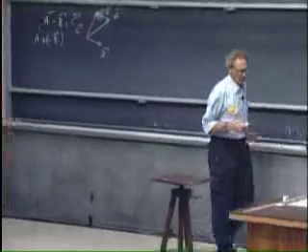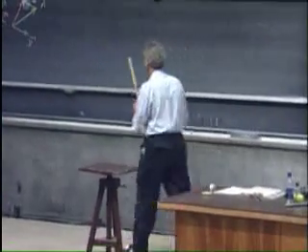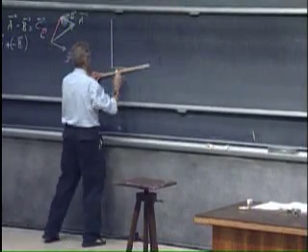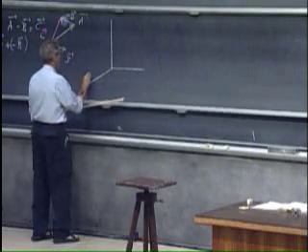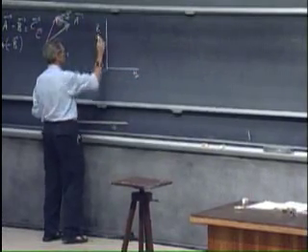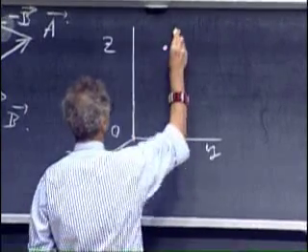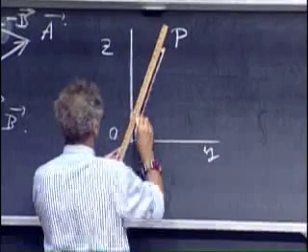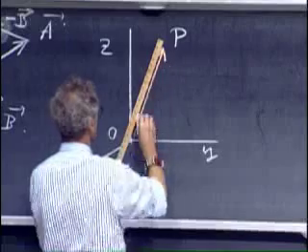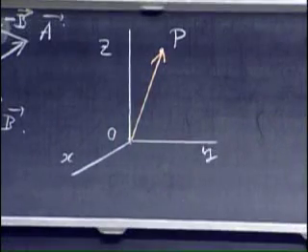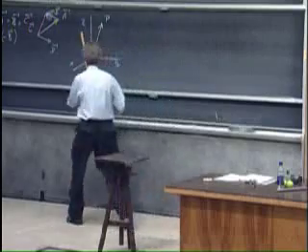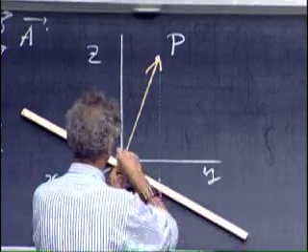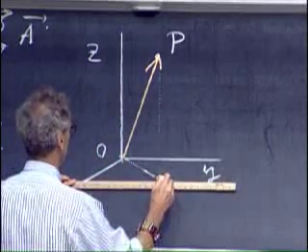I have a vector which is in three-dimensional space. This is my z-axis. This is my x-axis, y-axis, and z-axis. This is the origin O, and here is a point P, and I have a vector OP. That's the vector. And what I do now, I project this vector onto the three axes, x, y, and z. So there we go.